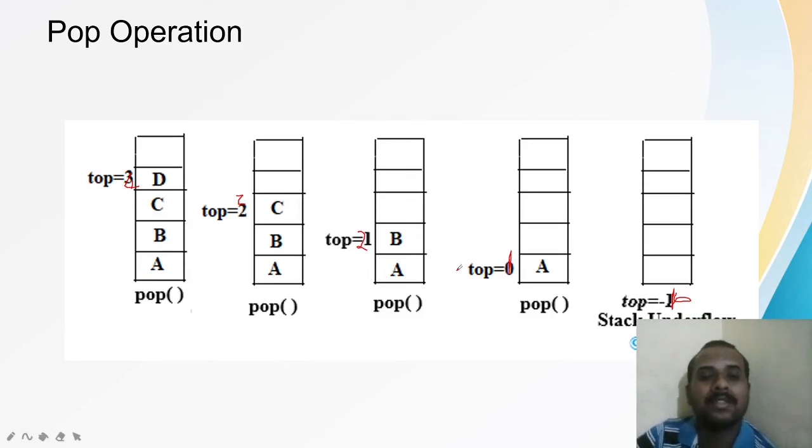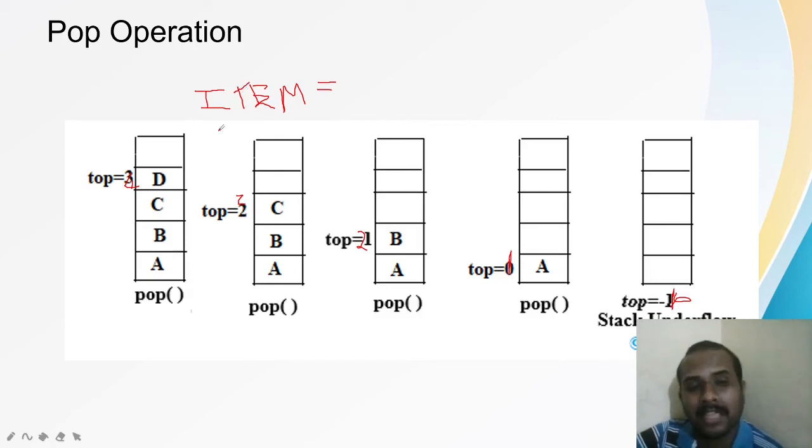Okay. So while coming to here, I want to delete D. So how to delete it? Let me have another item here. So let me make item is equal to stack of top. That time what will happen? What is top? Top is 3. What about stack of top? That is stack of 3. What is stack of 3? It will be D now. So D is inserted to the item.